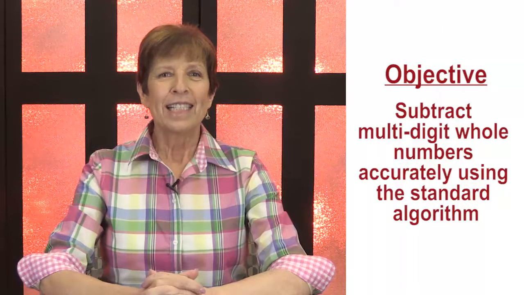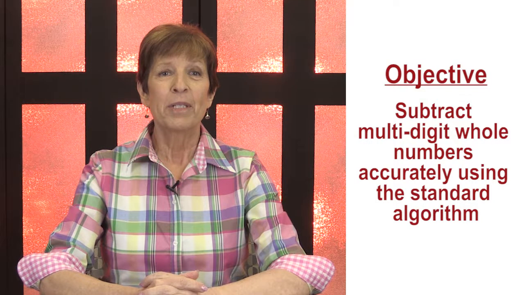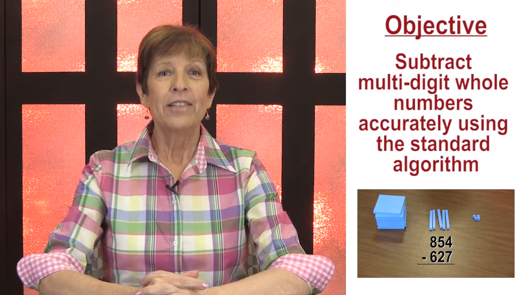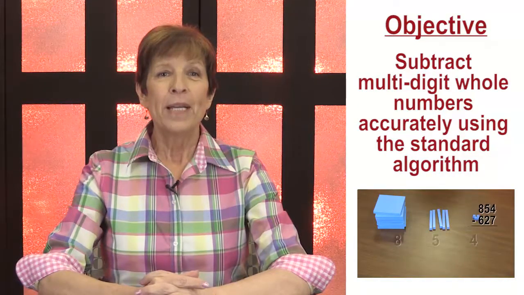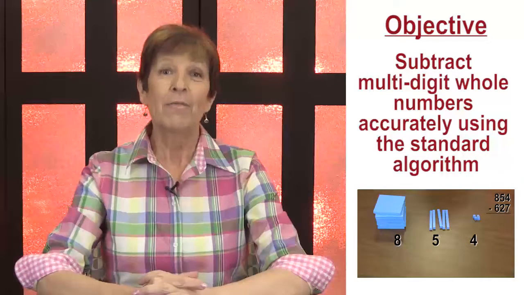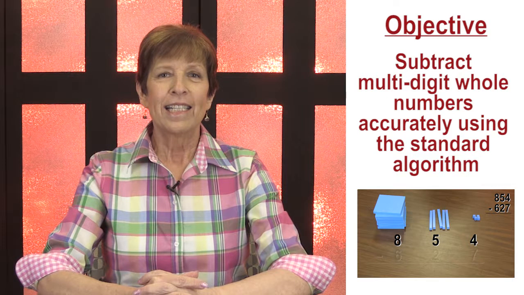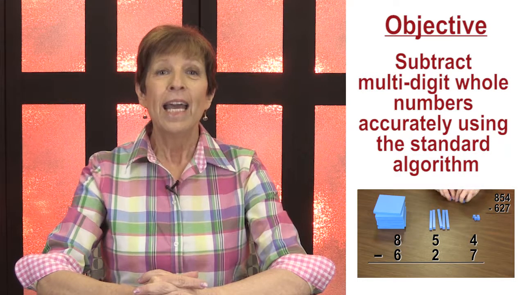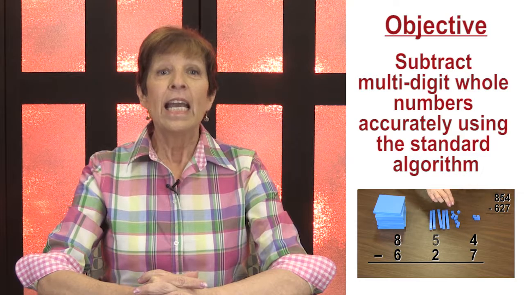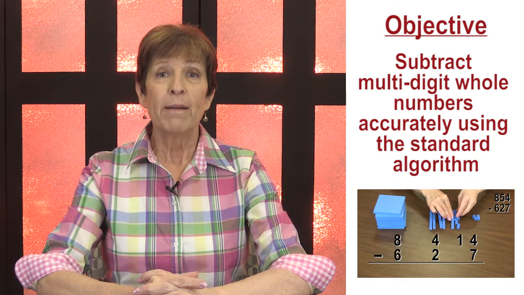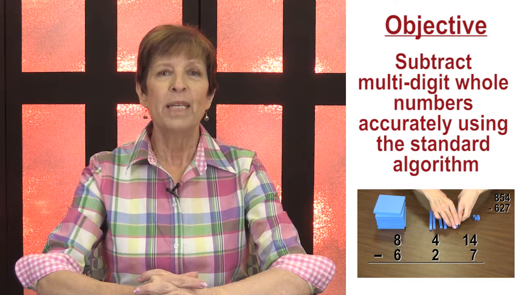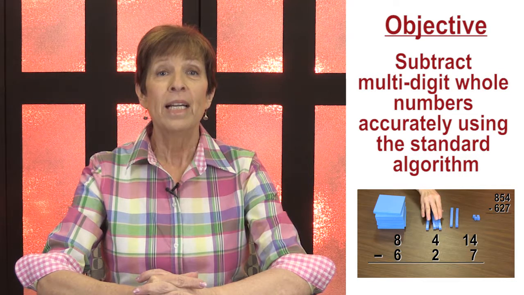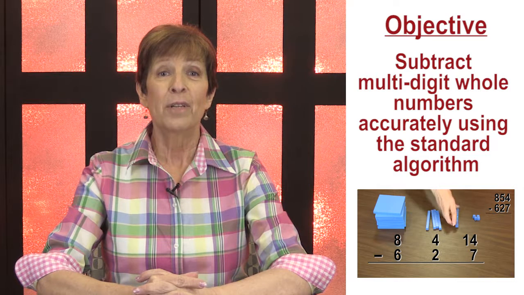The objective of this lesson is to subtract multi-digit whole numbers accurately using the standard algorithm. In the previous lesson, students modeled the algorithm with base 10 blocks and recorded it on a recording sheet. This lesson is a continuation of that lesson using larger numbers with multiple regroupings, and we'll be moving to the abstract only. If students are not ready to move to the abstract, it is necessary to continue manipulating with the base 10 blocks and recording each step until they feel comfortable and have a deep understanding of the algorithm.